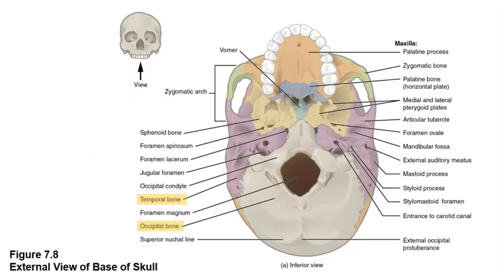From an inferior viewpoint, the underside of the temporal bones are visible, in addition to the majority of the occipital bone, which composes much of the base of the skull.